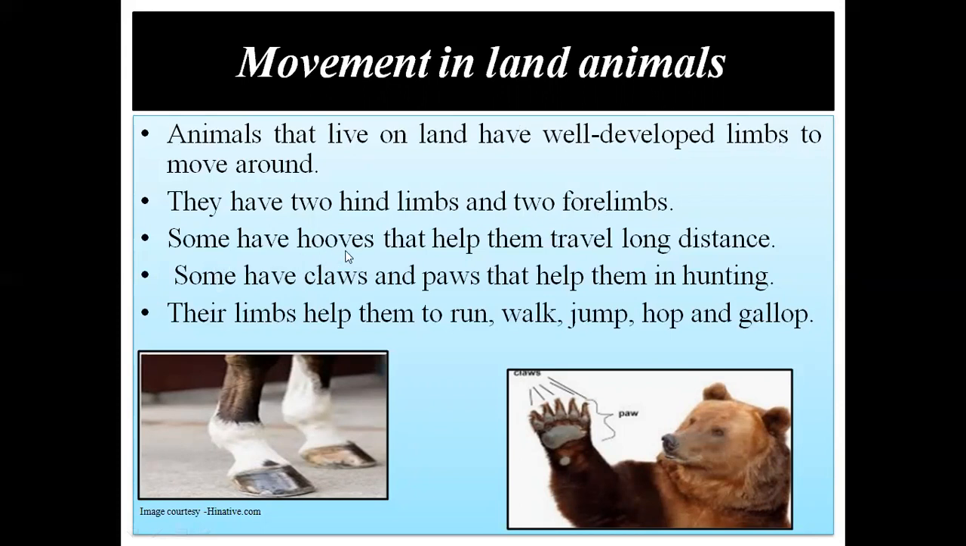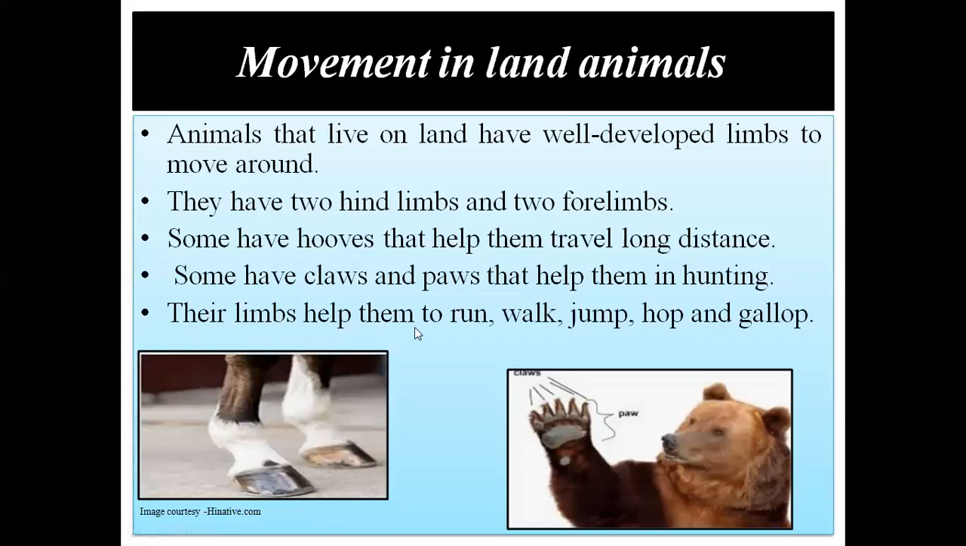Some have hooves that help them travel long distance. In this picture, you can see these hooves which are at the end of the feet. These are the hooves. This will help the animals to travel a long distance. Some have claws and paws that help them in hunting. You can see in this picture the pointed structure, nail-like structure, these are the claws, and paws are the soft structure. This helps the animal in hunting.